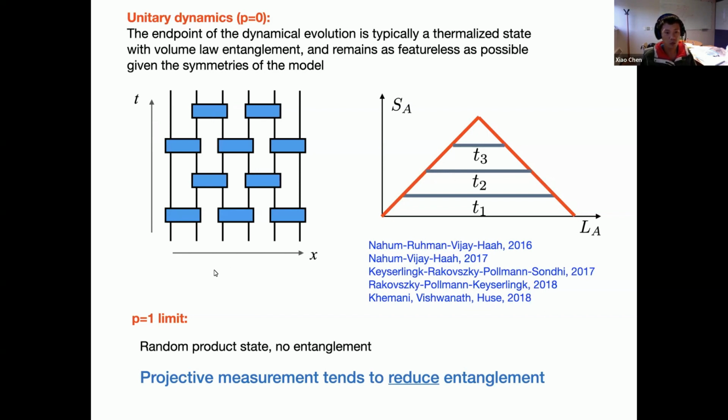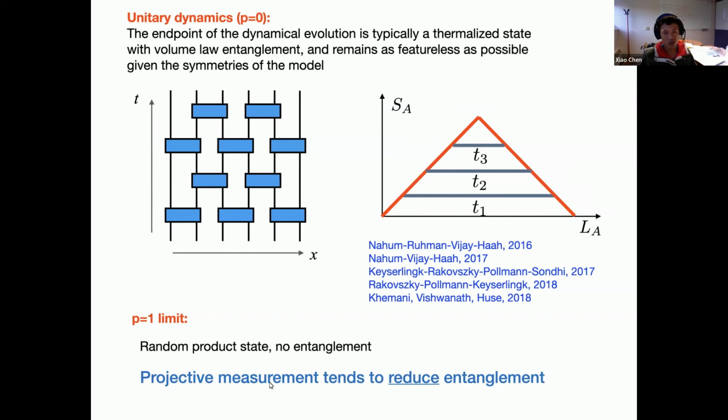Another limit is p equal to 1. It means that we do a measurement at every site at each time step. After the measurement, for instance, we could consider local Z measurements, the system will become a product state and there is no entanglement in the wave function.